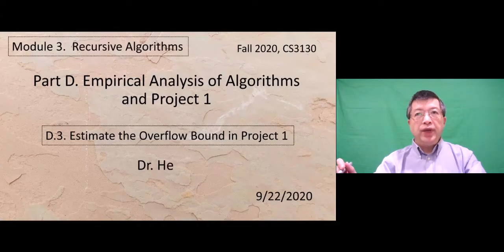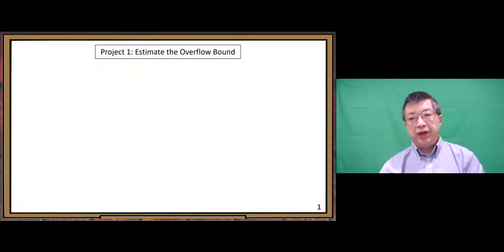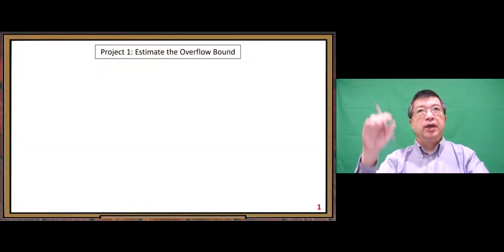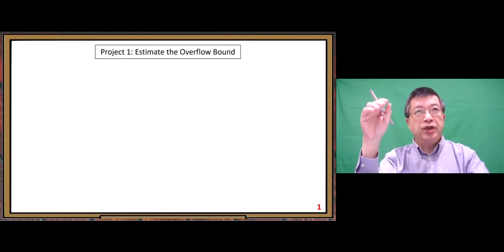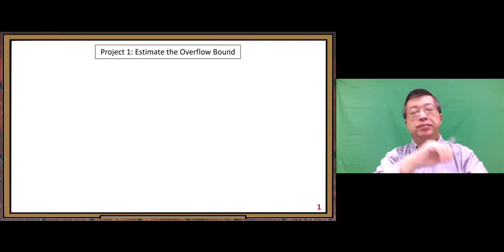Of Module 3, D.3, estimate the overflow bound in Project 1. In this part, I want to explain two methods. In our Project 1 description, you need to implement these two methods.